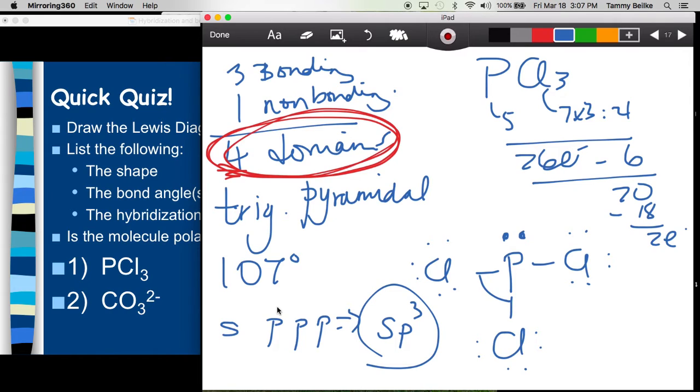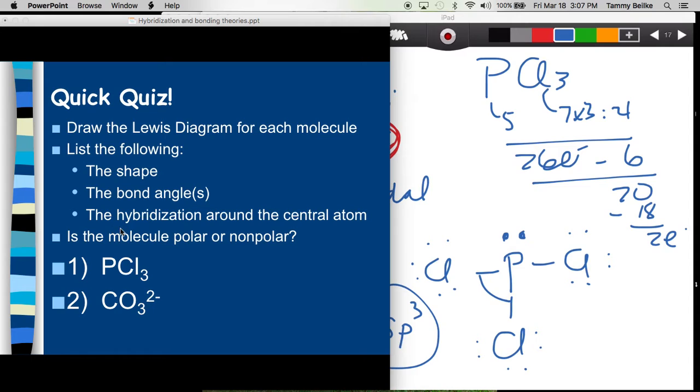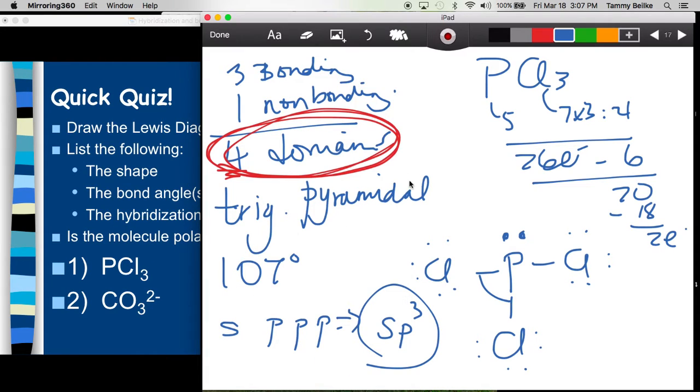You just look at the number of domains. Okay, so if you can do the Lewis diagram, you can pretty much get hybridization A-OK. The last question is, is the molecule polar or nonpolar? Well, in the last set of notes, you learned that trigonal pyramidal is an asymmetric kind of molecule, and so it is polar. Okay, that's it.